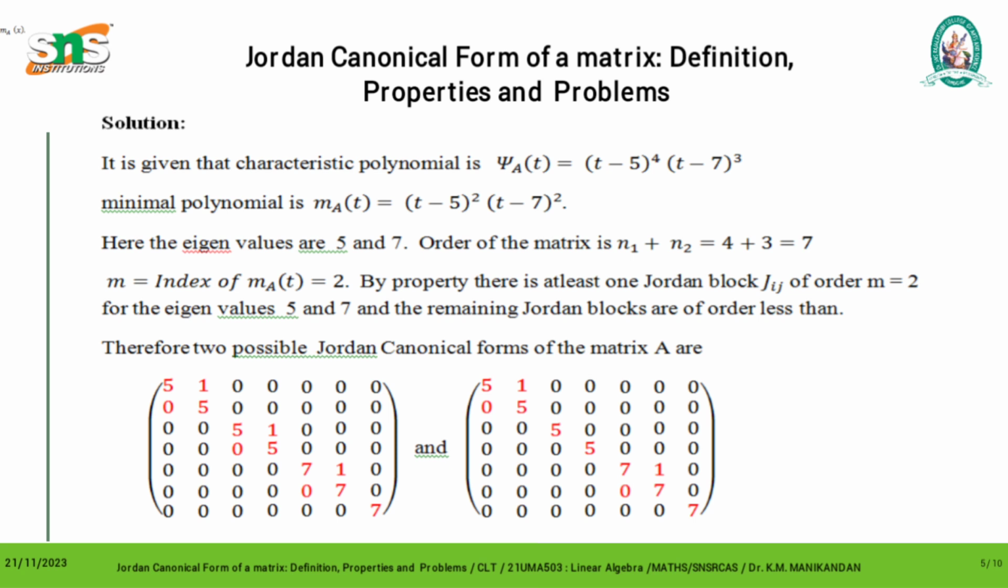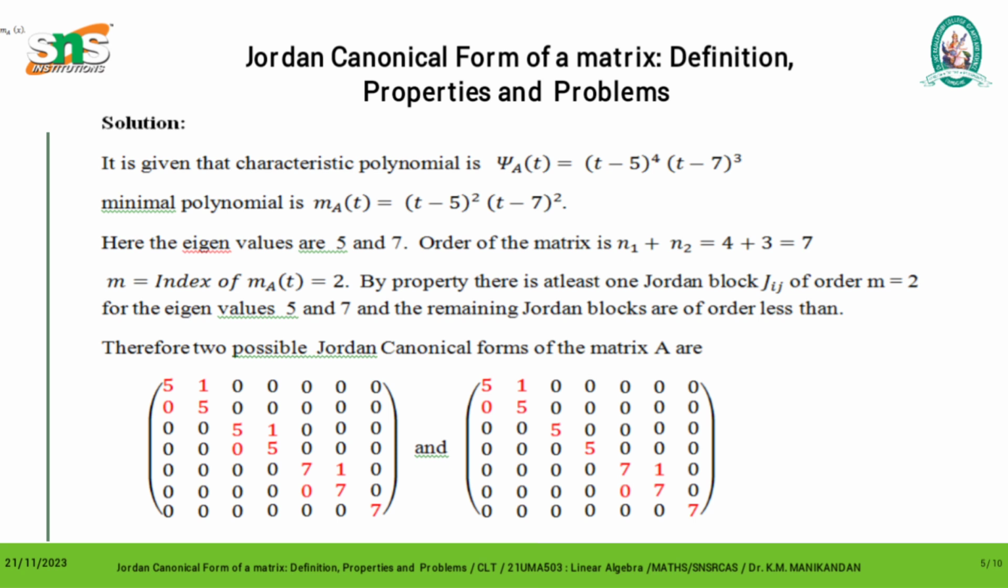As I already said, the order of the matrix is n1 plus n2 equal to 4 plus 3 equal to 7. The index m equals the index of the minimal polynomial, 2. By property, there is at least one Jordan block of order m equal to 2 for the eigenvalues lambda equal to 5 and lambda equal to 7. And the remaining Jordan blocks are of less than order 2. Now there are two possible Jordan canonical forms of the matrix.